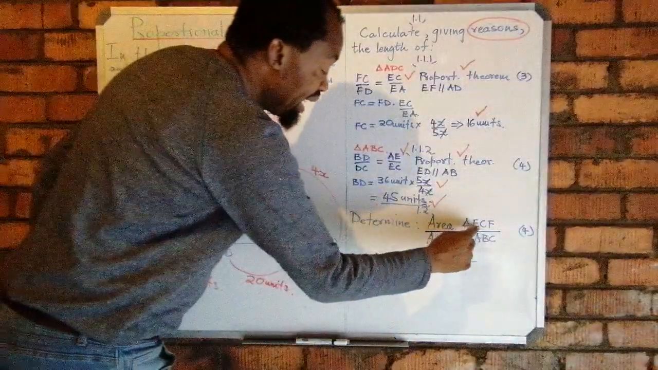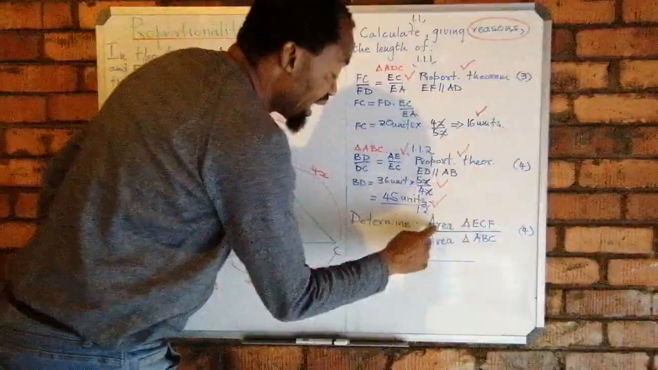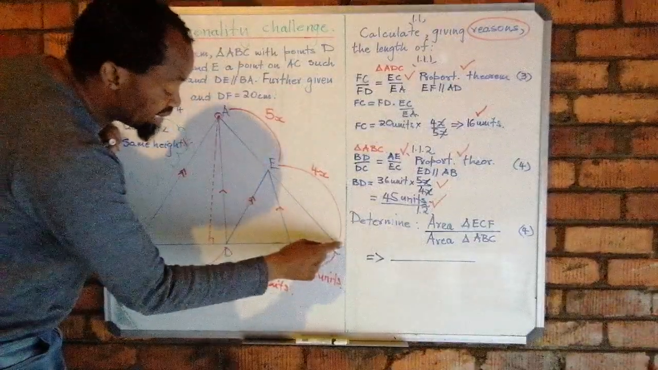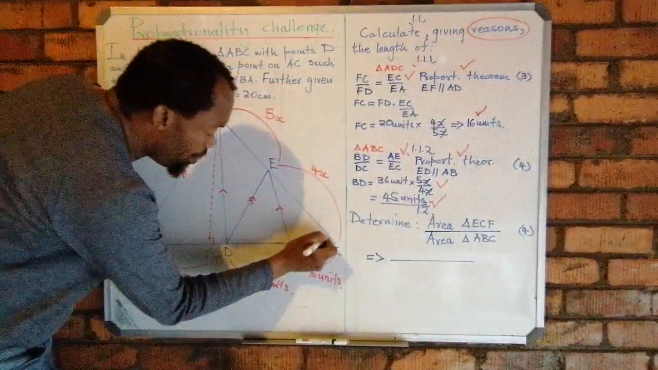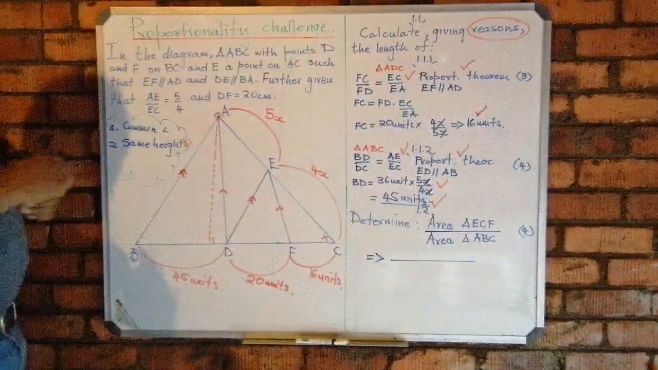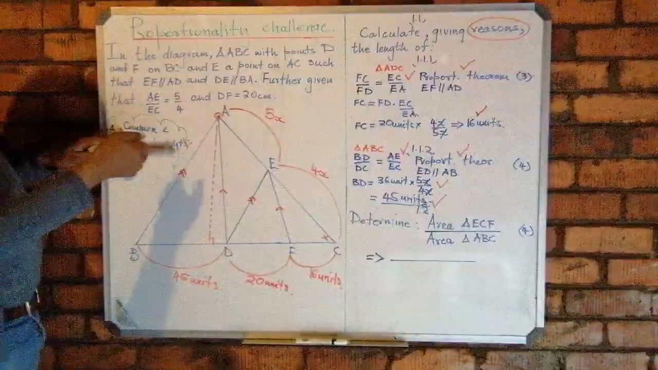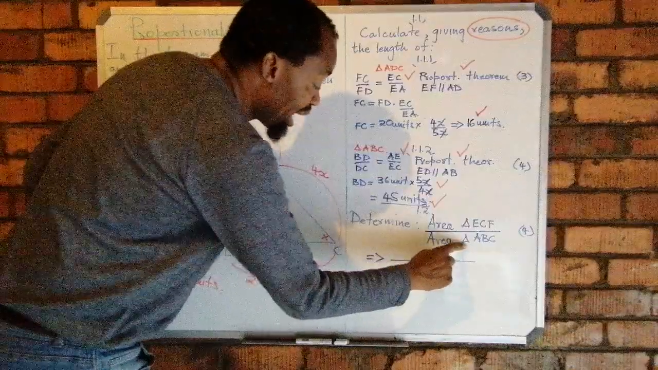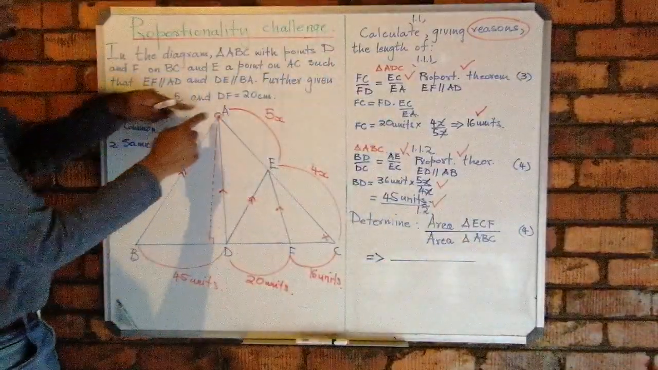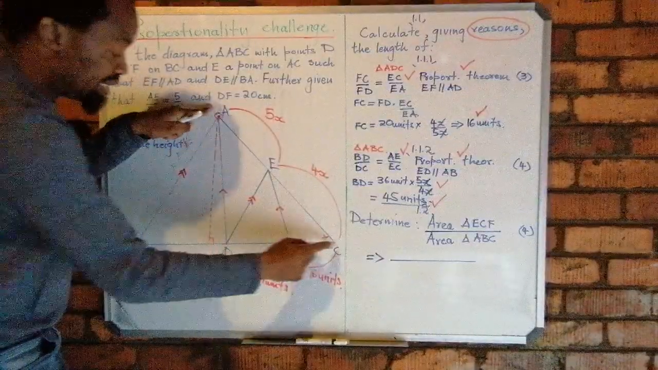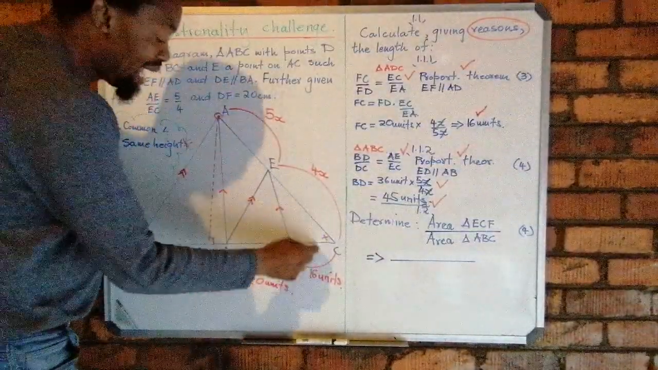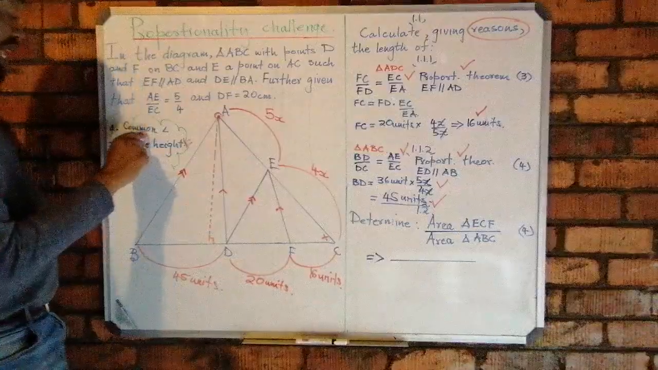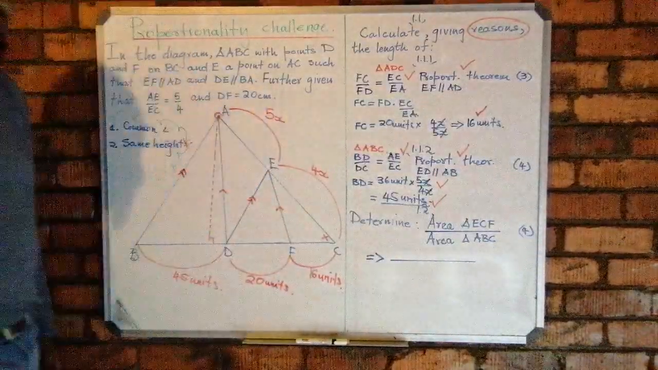They say triangle ECF, this area of triangle ECF. I'm now looking for triangle ECF. I'm just going to mark that angle, hoping that it would be common to both of them. Now, divided by area of triangle ABC. Let's look at that triangle ABC. Voila, these two triangles are sharing a common angle, which is angle C.